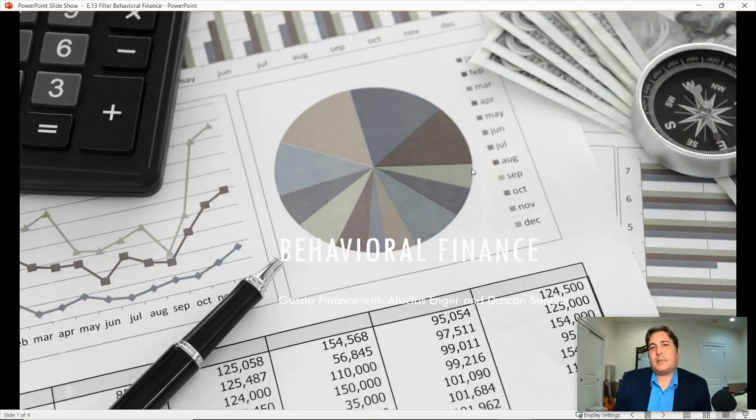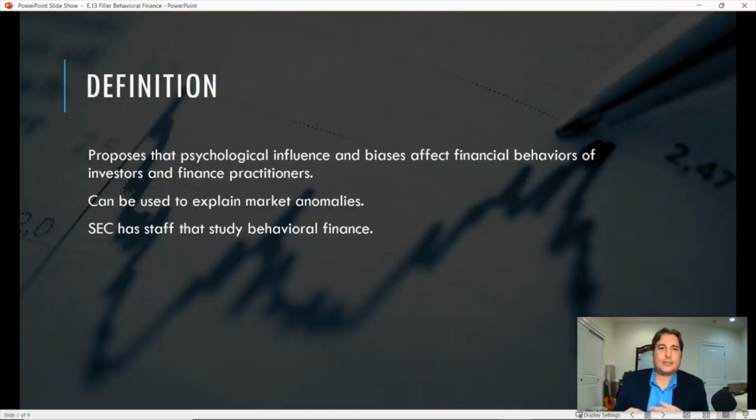Just to give you a concept, behavioral finance, real simply put, is a proposition that psychological influences and biases affect people's financial behaviors. They're talking mostly about investors and financial practitioners, but also how individual people treat money or think about money based on their personal biases. It often is used to explain market anomalies, and it is one of those facets of academics that's so important that the Security Exchange Commission has a whole staff devoted just to studying behavioral finance.